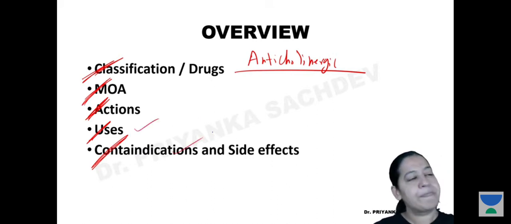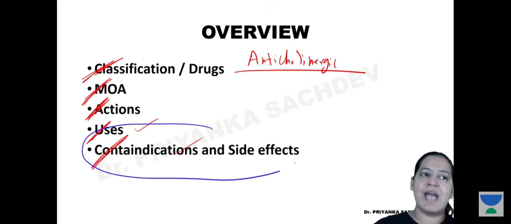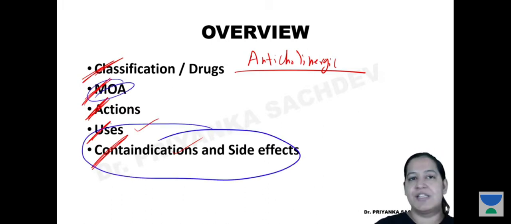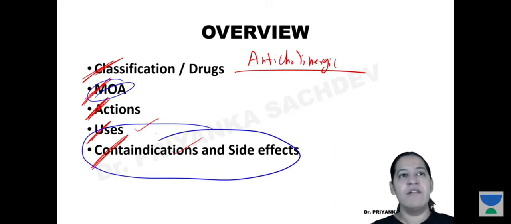Most of the MCQs come from uses and contraindication and side effects along with mechanism of action. So you should know this all very clearly. So these are the headings under which you should describe each and every drug of pharmacology.